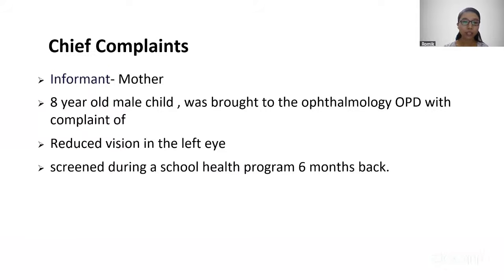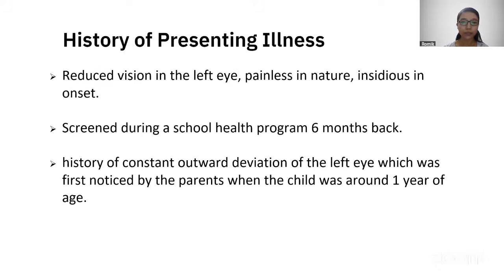An 8-year-old male child, accompanied by his mother, was brought to the ophthalmology OPD with complaint of reduced vision in the left eye, which was screened during a school health program 6 months back. History of presenting illness: reduced vision in the left eye, painless in nature, insidious in onset, screened during a school health program 6 months back, and referred from there for further evaluation and management. There is history of constant outward deviation of the left eye, first noticed by the parents when the child was around 1 year of age.